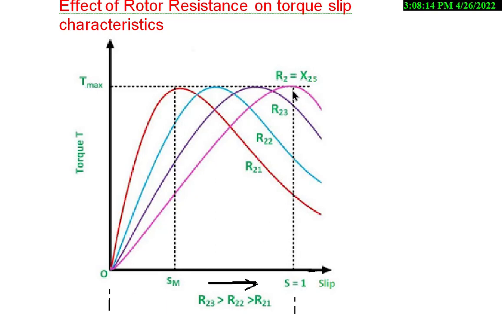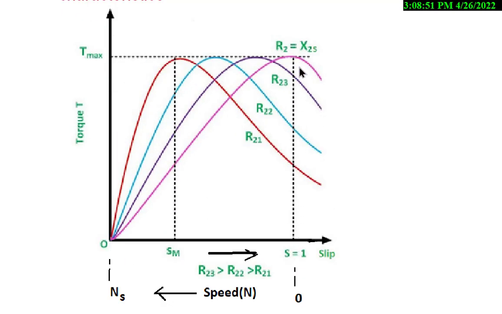Similarly, if the resistance is further increased such that R2 is equal to X2, this maximum torque point will become like this. This is S equal to 1, meaning rotor speed is 0, and this will become the starting torque. So the starting torque will become highest when R2 is equal to X2, that is, the rotor reactance.